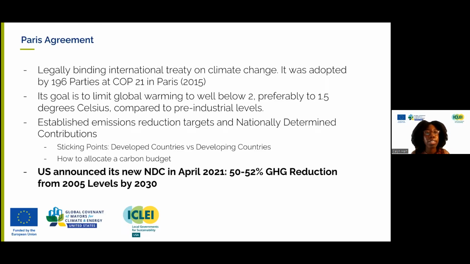The Paris Agreement is a legally binding international treaty to ensure that we limit global warming below 2 degrees Celsius and preferably 1.5 degrees. And the US just recently, back in April 2021, announced the new NDC, which essentially was requiring a 50 to 52% greenhouse gas reduction by 2030. And so we need to have these different targets in order to support the global climate movement to reduce emissions.